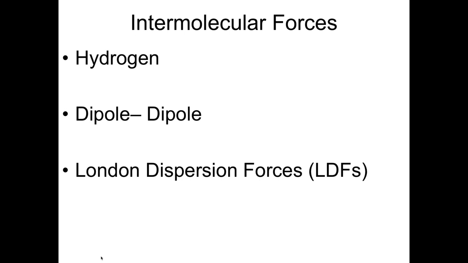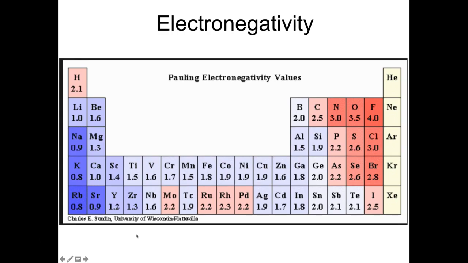As I indicated on the previous slide, there are three basic categories: hydrogen, dipole, and London dispersion forces. All three of them are based upon this notion of electronegativity. The ones that have the greatest electronegativity difference will be hydrogen bonds. If there's a little bit less, it'll be dipole. And even lesser will be London.